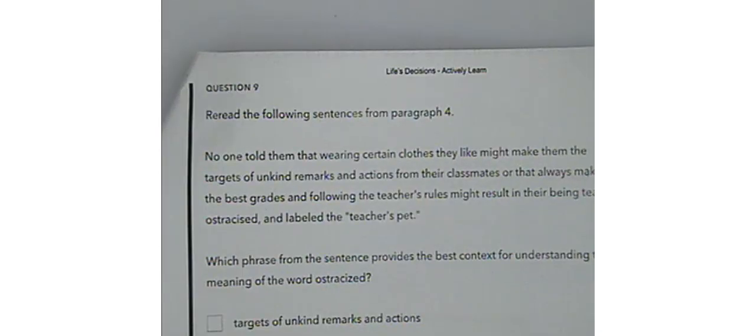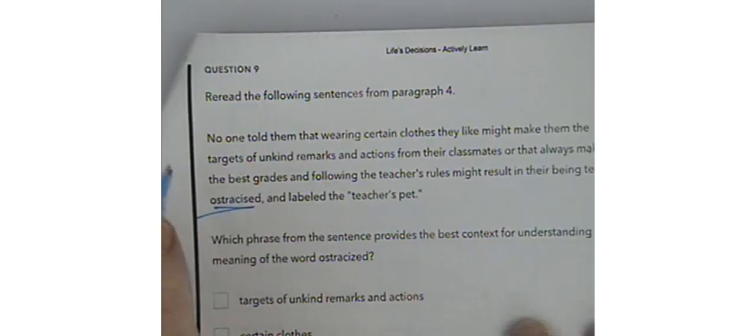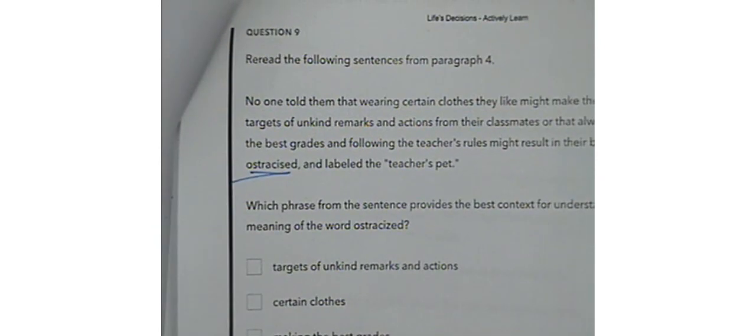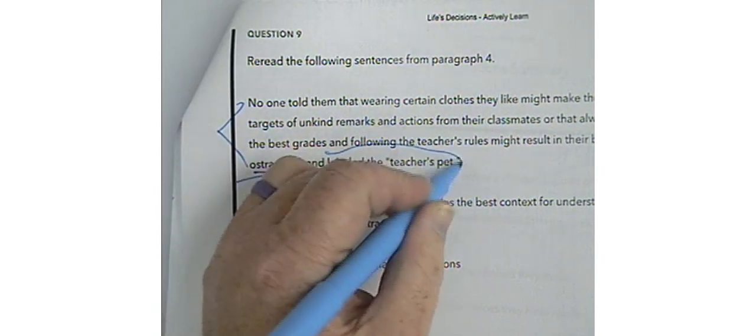All right, 2 left. Question 9. We are focusing on the concept of the word ostracize, which very easily could have been a new word for you. So first, let's find the word ostracized right here. It says, which phrase from the sentence provides the best context for understanding the meaning of the word ostracize? So this was a long sentence, but I wanted to go ahead and include all of it so that you had the whole context of the word. But the main things you need to look at are the words here: teased and labeled the teacher's pet.